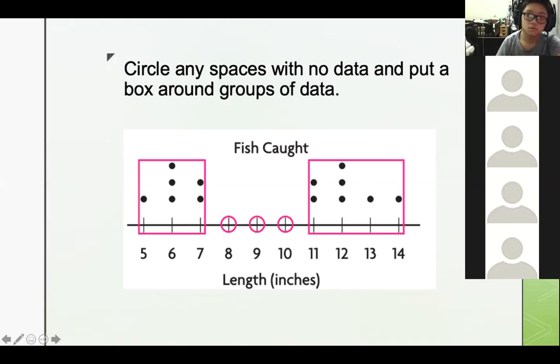So 8, 9, 10 have no data. We have a group of data from 5 to 7. That is why we put a box here, and then another box from 11 to 14.